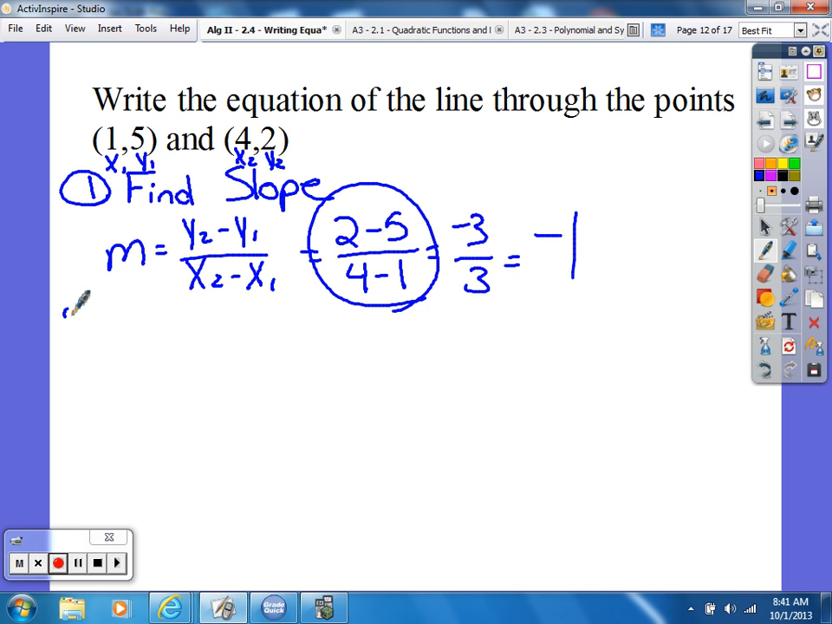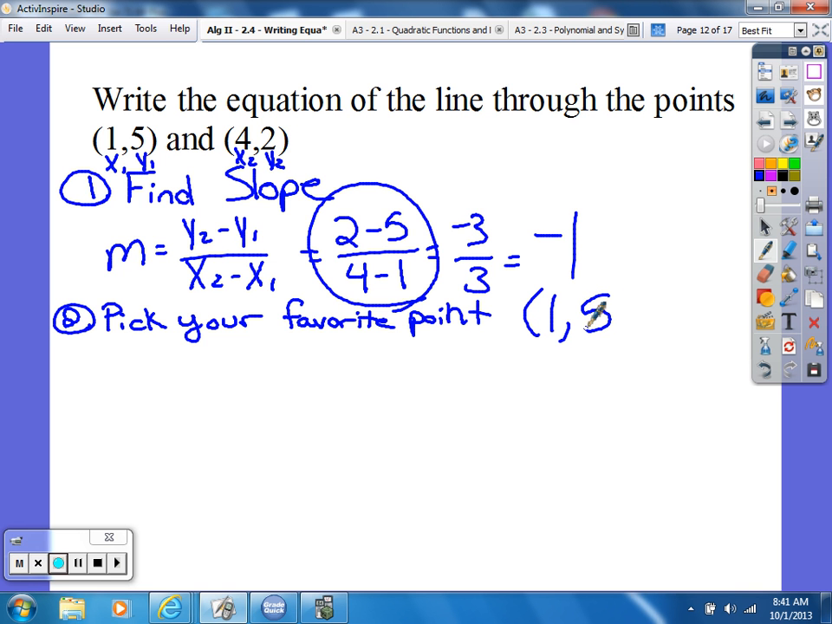You are a parent of those 2 points, and you get to pick which one is your favorite. So step 2 is pick your favorite point. Pick your favorite point. Okay? And I'll go with Colton. Colton, which one's your favorite? Okay. 1 and 5. That is the point he chose, right? We're going to pretend everybody has that as their favorite point right now.